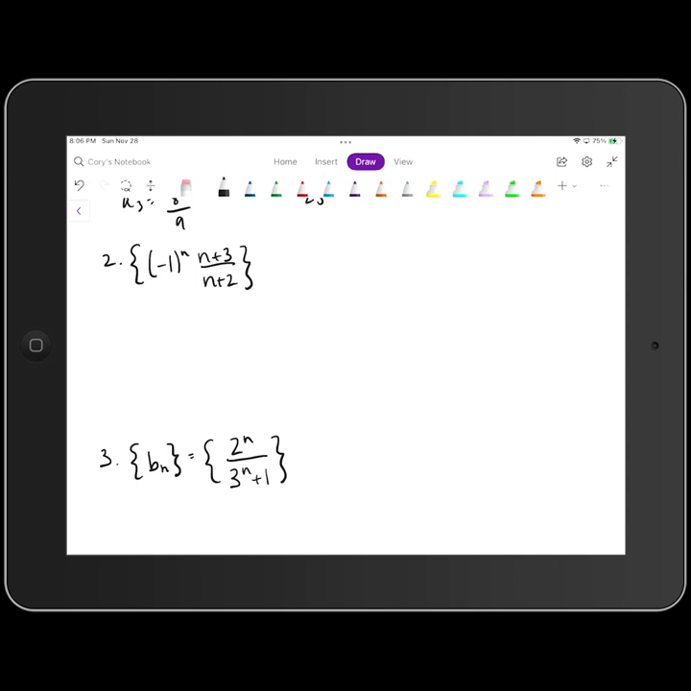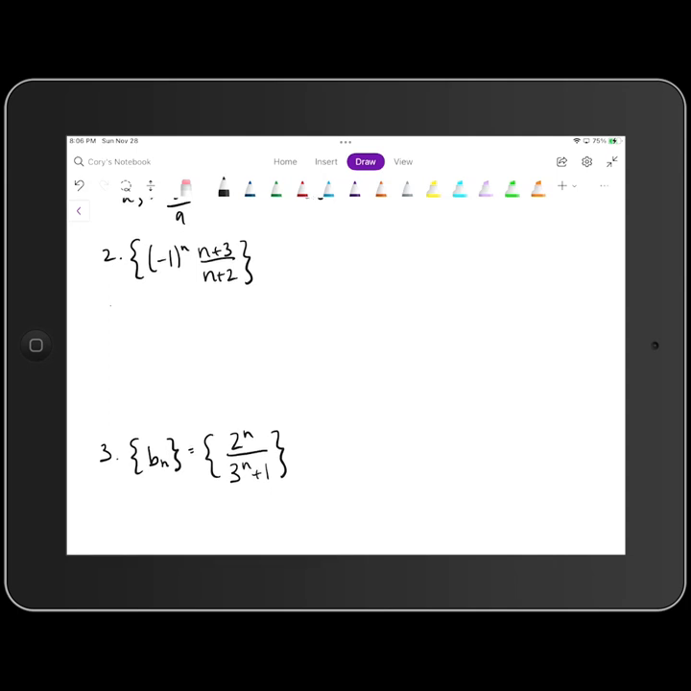Okay, so let's take a look at number 2. So the first term, a sub 1, we're going to plug 1 in the place of n. So when I plug in 1, we get negative 1 to the first power, which is negative 1. And then 1 plus 3 is going to be 4. And then our denominator is going to be 1 plus 2, which is 3. And negative 1 times 4/3 is negative 4/3.